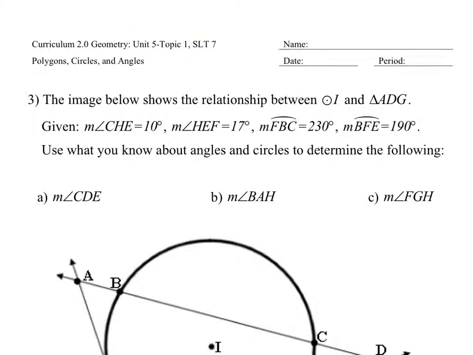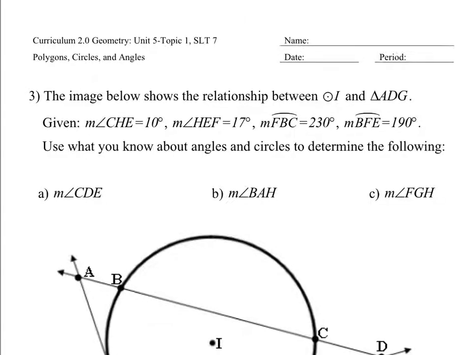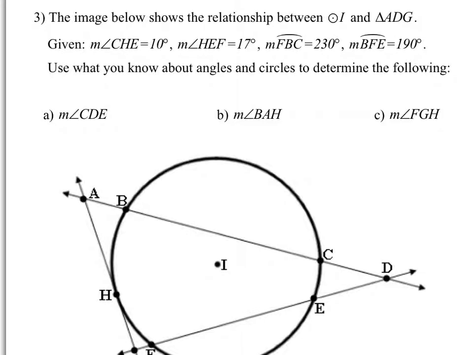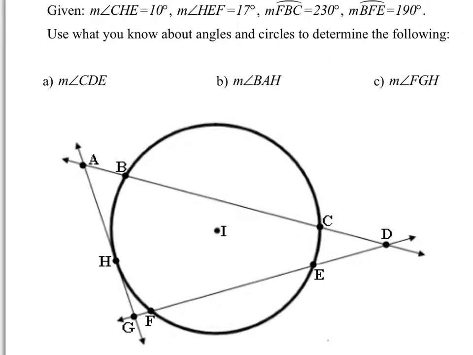Question number 3 says the image below shows the relationship between circle I and triangle ADG. So that's this triangle right here. Given that measure of angle CHE equals 10 degrees, measure of angle HEF equals 17 degrees, measure of arc FBC equals 230 degrees, and the measure of arc BFE equals 190 degrees. Use what you know about angles and circles to determine the following.